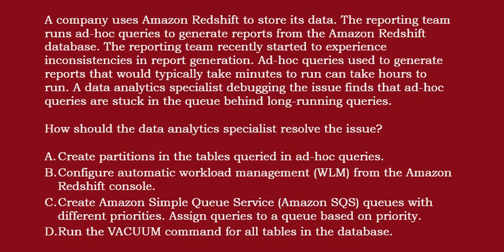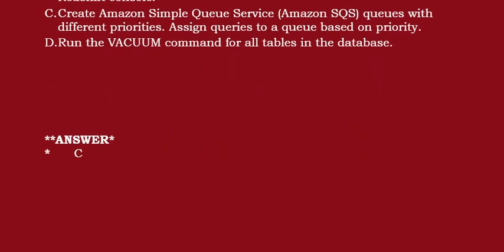Option C. Create Amazon Simple Queue Service (Amazon SQS) queues with different priorities. Assign queries to a queue based on priority. Option D. Run the vacuum command for all tables in the database. Correct answer is option C.